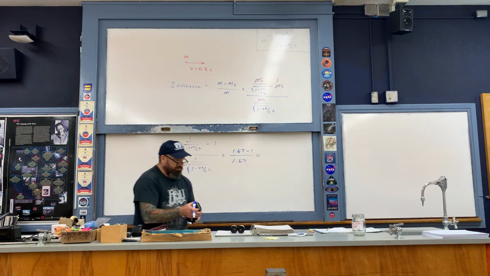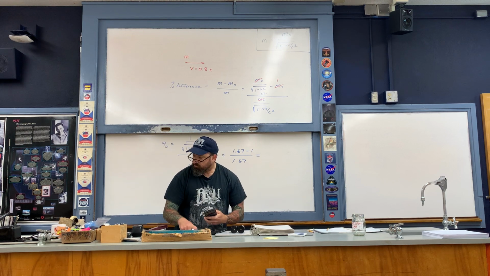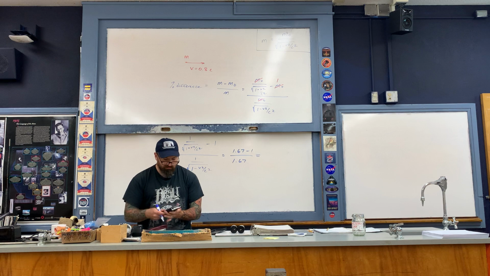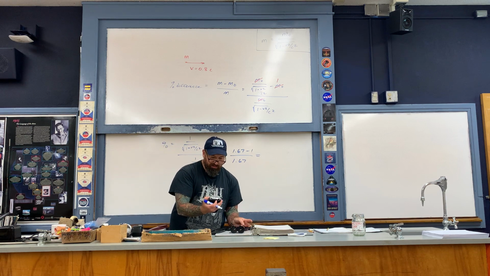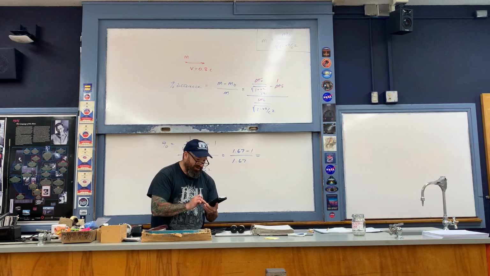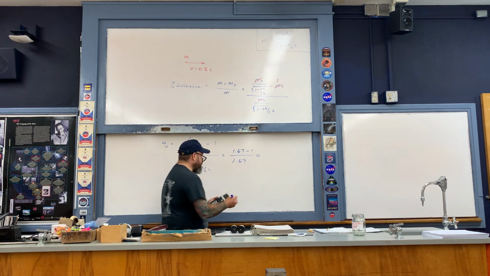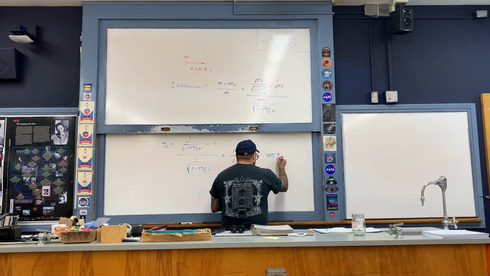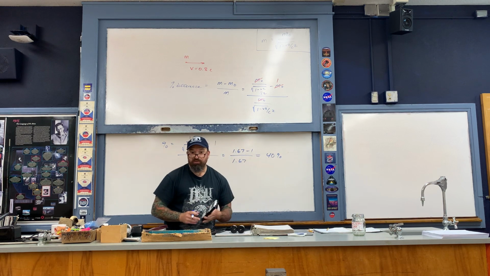My batteries are dead. Took the entire year for my batteries to die on that calculator. Okay, there we go. Here's this one. 1.67 minus 1, and then divided by 1.67. Quantity multiplied by 100. And this works out to be about 40%. So it's a significant difference.